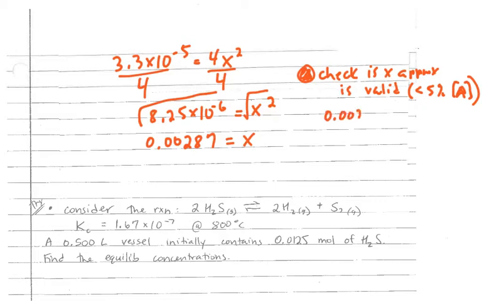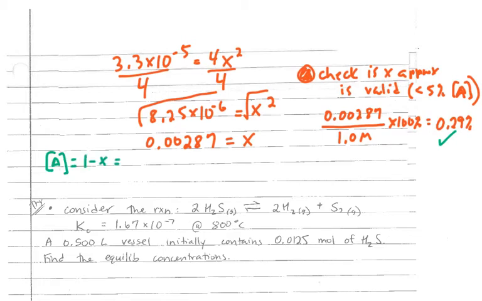X is 0.00287. Our initial concentration was 1 molar, times 100% gives us 0.29%. All right, so that is well under 5%. So using this X approximation, X really is so small that we can consider it negligible and use this shortcut. So we can say that our concentration of A at equilibrium was going to be 1 minus X, and that X was so negligible, it's still 1 molar.